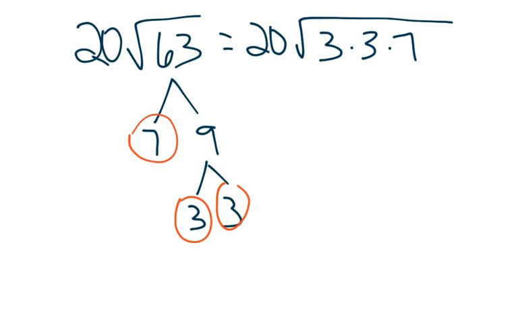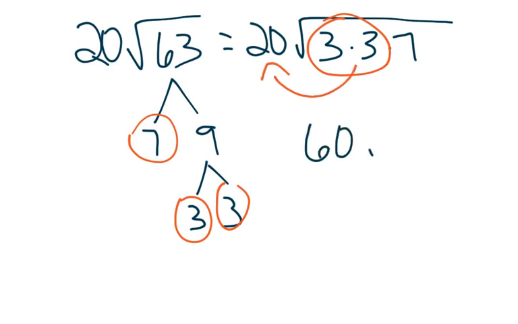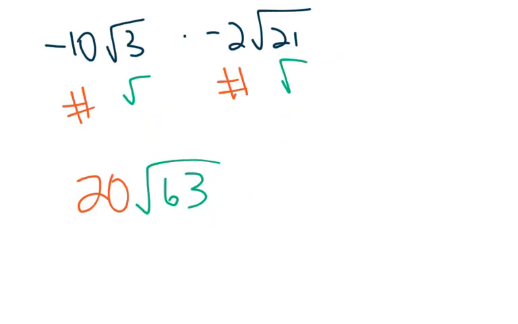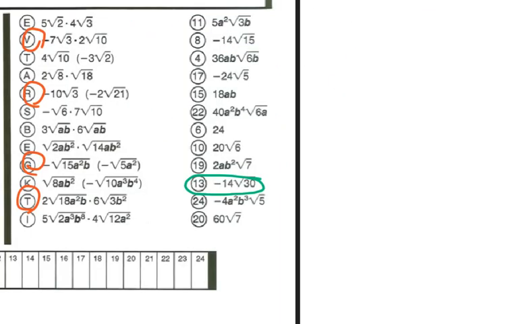So, first thing you should notice is that the 3's will come out. The 3's will come out and multiply by the 20, and that'll give me 60. And the 7 has to stay in because there was no match for it. It had to stay in the house. Poor 7. 60 square roots of 7. And it's the last one down here.